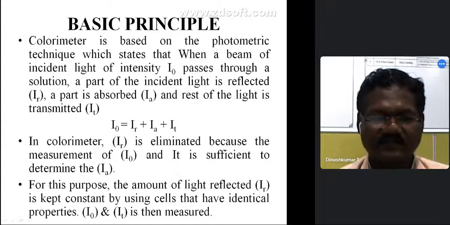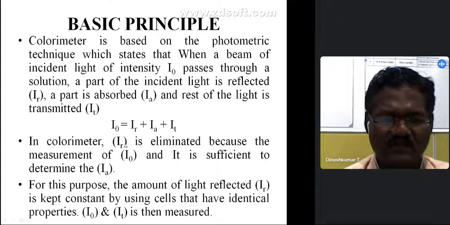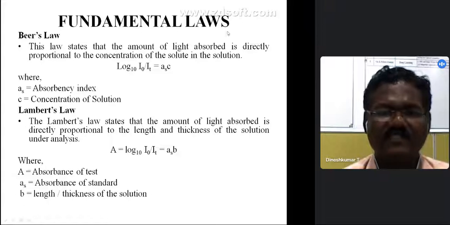In the colorimeter, IR is eliminated because the measurement of I naught and IT is sufficient to determine IA. So we never consider the IR. These are the fundamental laws we are using in the colorimeter technique.